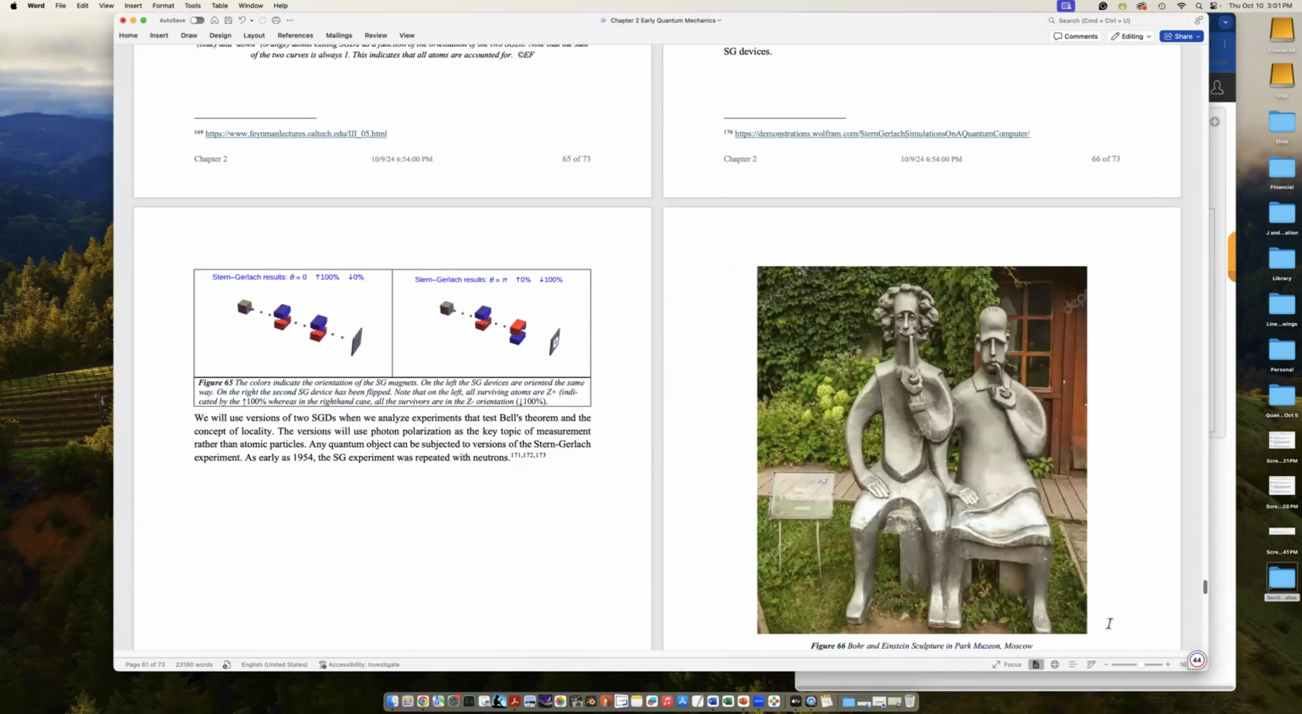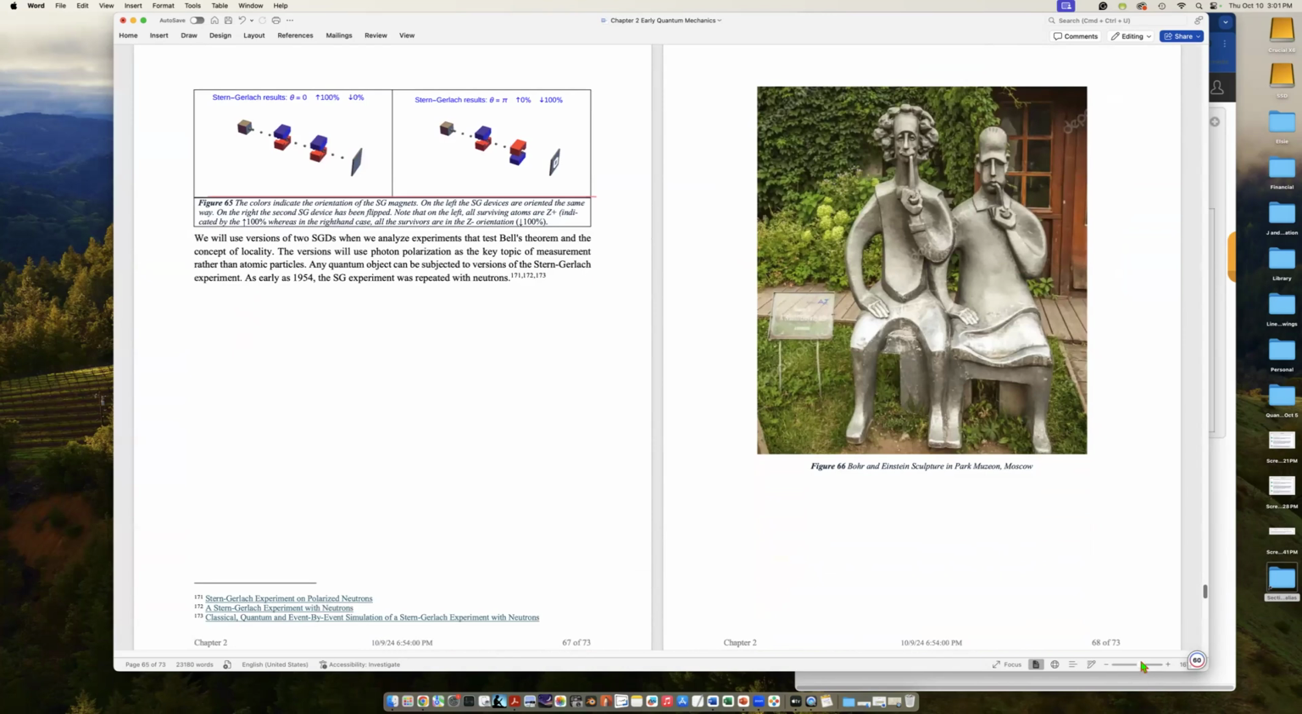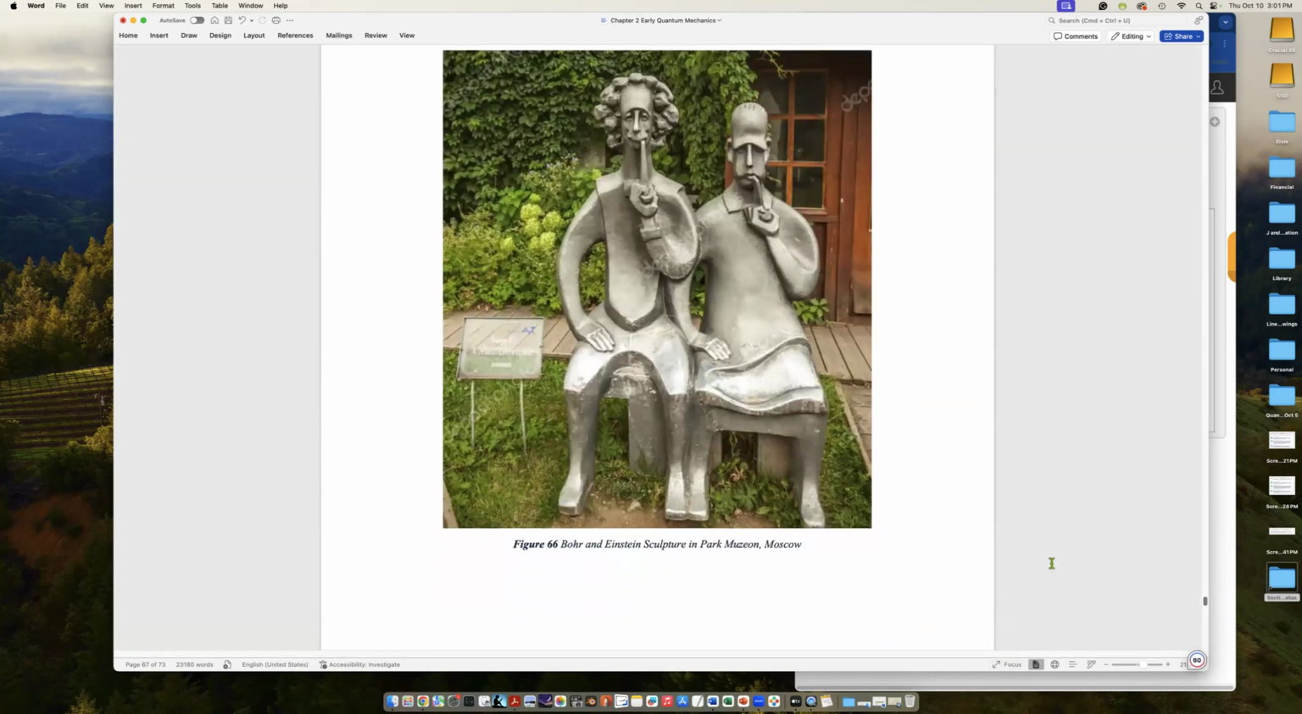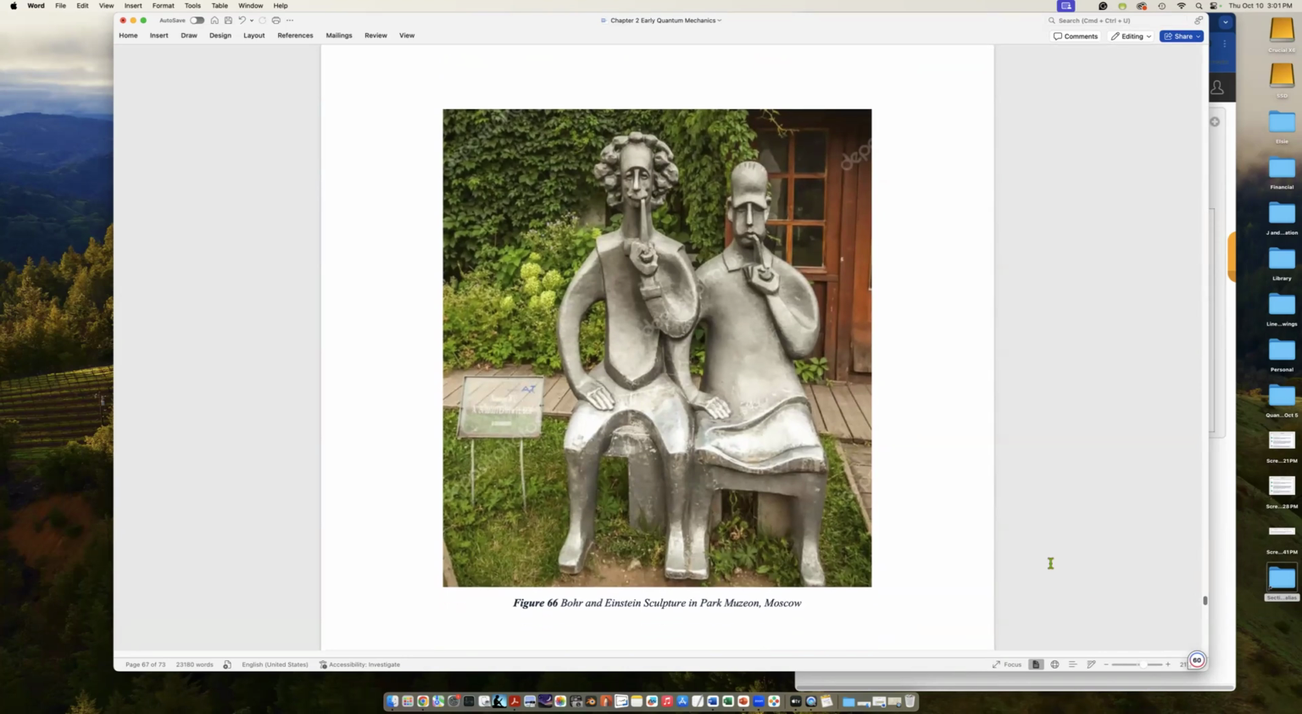Thank you for sticking with me. I know this is hard to digest, but we're going to keep talking about it until we all understand it. And here's a sculpture in Moscow you might want to visit someday, maybe not, of Einstein and Niels Bohr.